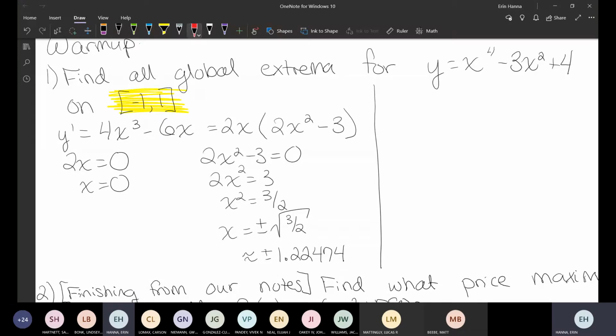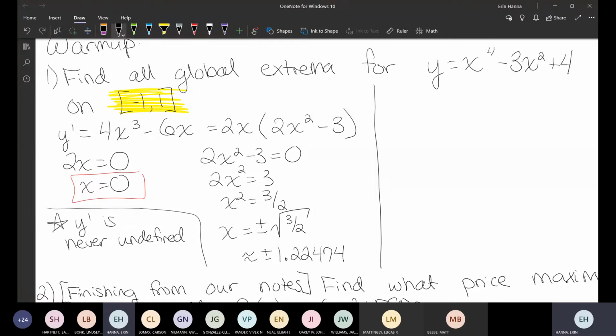But we do have one that is in our interval. It was x equals 0. And maybe I should note for people who are going to call me out on it, this derivative is never undefined. There's no denominators that we need to set equal to 0. So we're good to go.